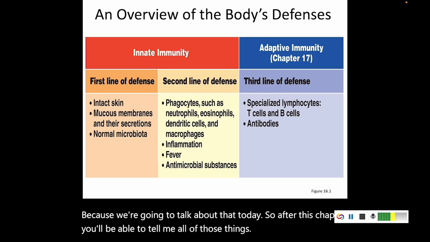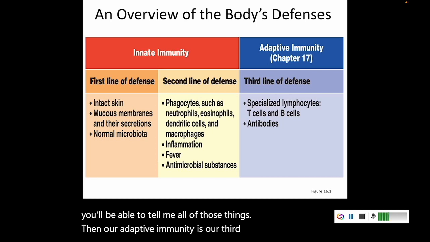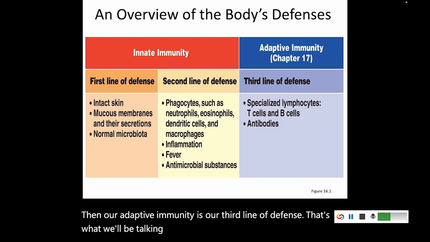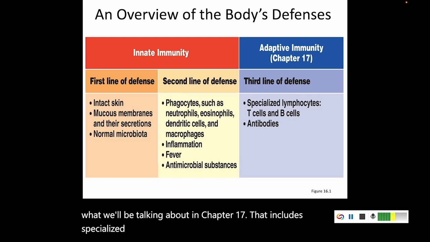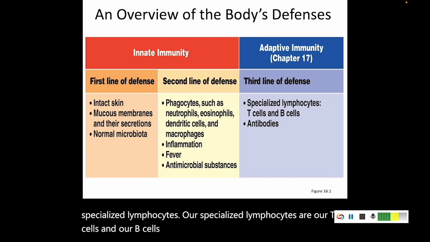Then our adaptive immunity is our third line of defense. That's what we'll be talking about in chapter 17. That includes specialized lymphocytes. Our specialized lymphocytes are our T cells and our B cells. And it includes antibodies, which are produced by B cells.